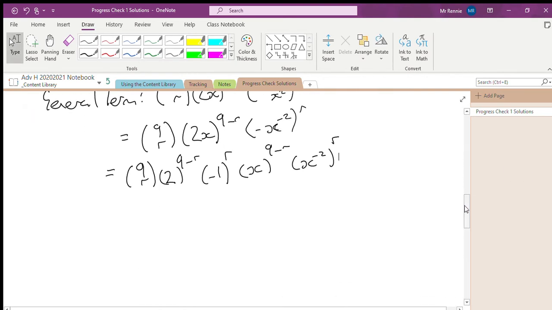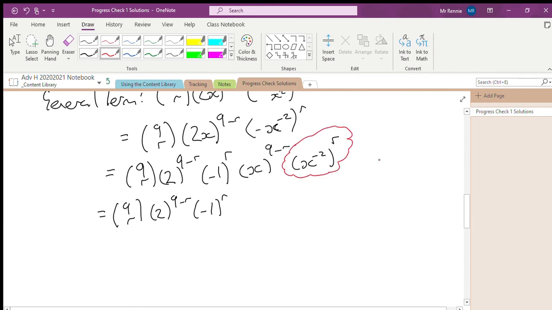Okay, so my numbers are fine. I just need to combine my letters now, so it's going to be 2 to the power 9 minus r minus 1r. Right, combine my x's. So first thing to do, just to help me with this, this bit here becomes x to the power negative 2r. Remember you multiply your powers when it's like that. That's laws of indices.